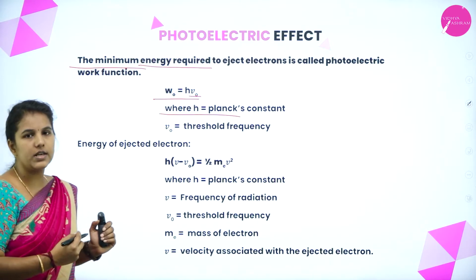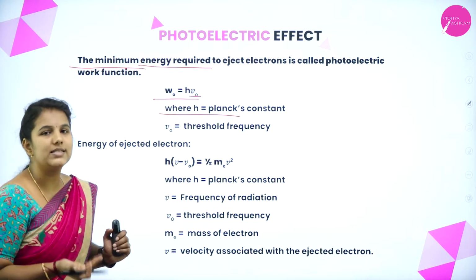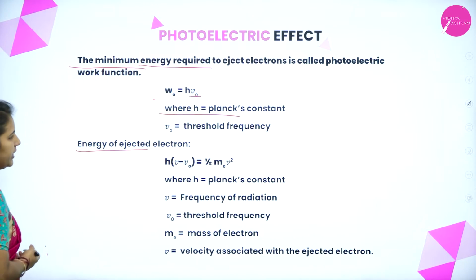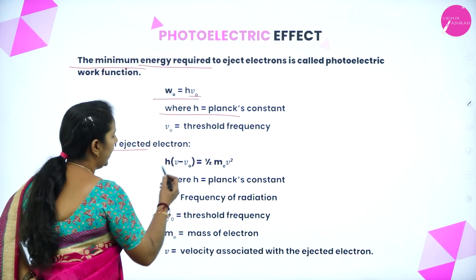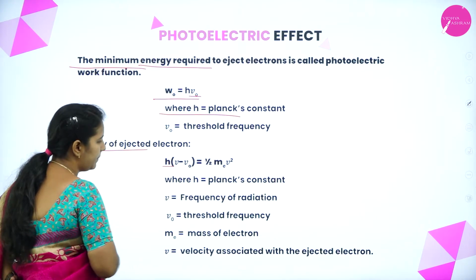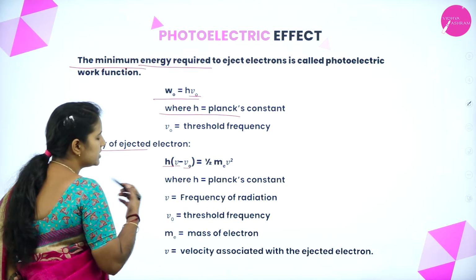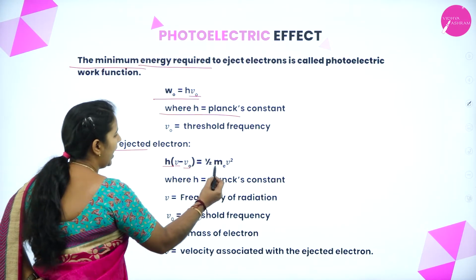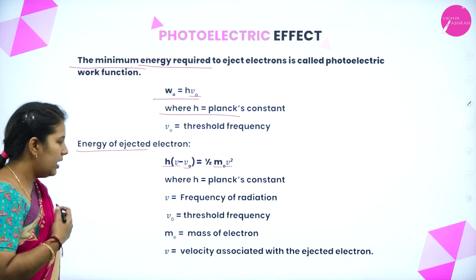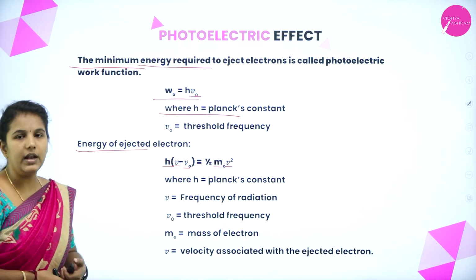What is the threshold frequency here? It is the minimum frequency of light which is required to eject the electron. Understood? And the energy of the ejected electron can be obtained by h nu minus h nu naught, which is equal to half m v square, where h is the Planck constant, nu is the frequency of radiation, nu naught is the threshold frequency, m is the mass of the electron, and v is the velocity of the ejected electron.